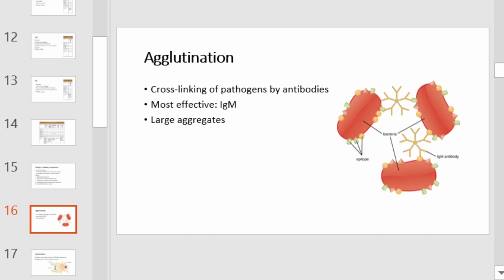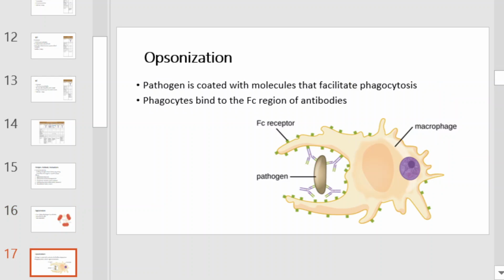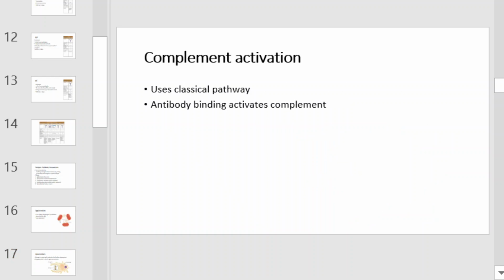Agglutination is the cross-linking of pathogens by antibodies. It's most effective using IgM and forms large aggregates, and is illustrated here. Opsonization. In opsonization, the pathogen is coated with molecules that facilitate phagocytosis. The phagocytes bind to the antibodies and ingest the foreign pathogen. Complement activation uses the classical pathway, where antibody binding activates the complement.